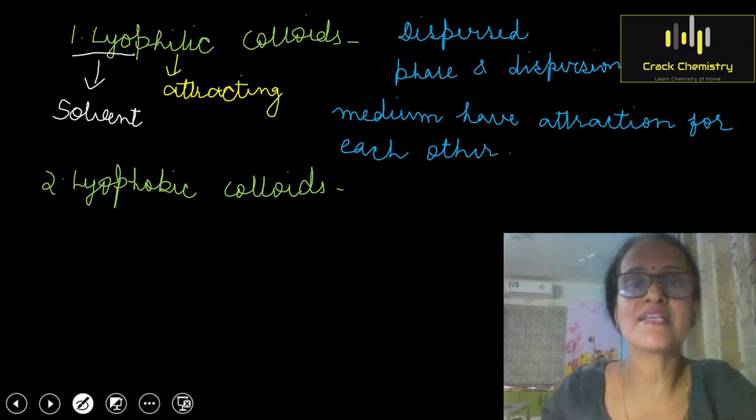Lyophilic colloids are stable colloids. They are stable colloids because of the attraction between dispersed phase and dispersion medium. Lyophilic colloids are surrounded by a layer of solvent.